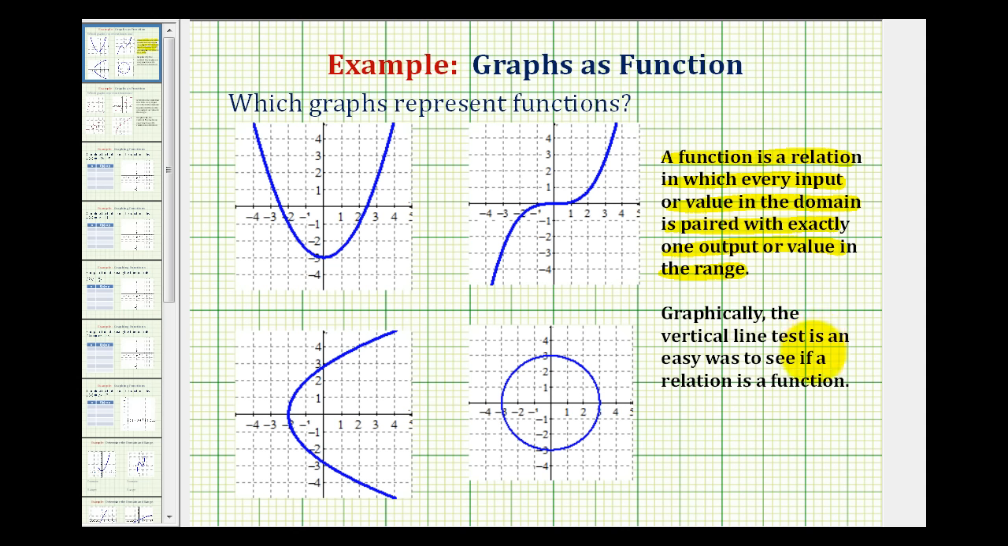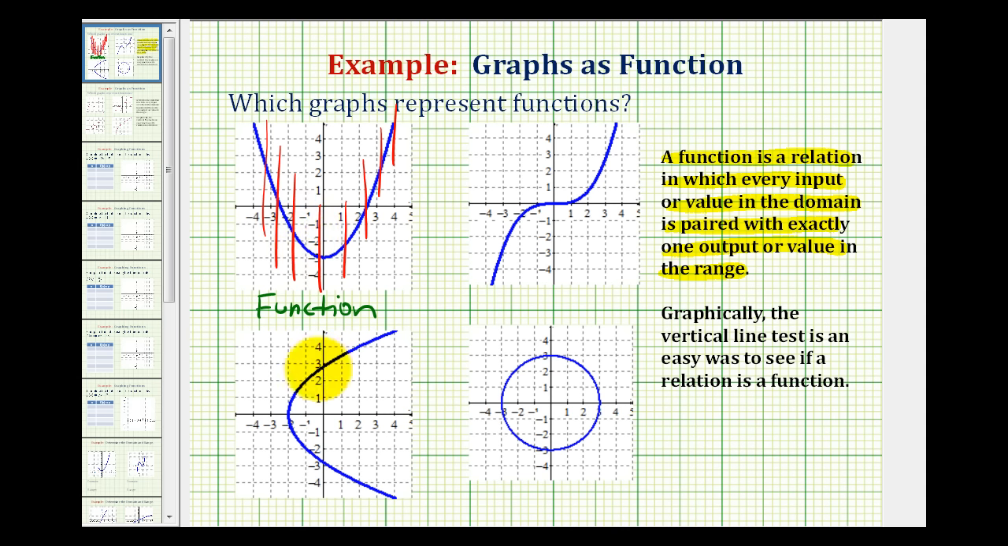If a vertical line intersects a graph in more than one point, the graph fails the vertical line test and is not a function. So for example, looking at this first graph, notice if we sketch several vertical lines, none of them would intersect the graph in more than one point. Therefore, this graph is a function. Which means every input or every x value is paired with exactly one output or one y value.